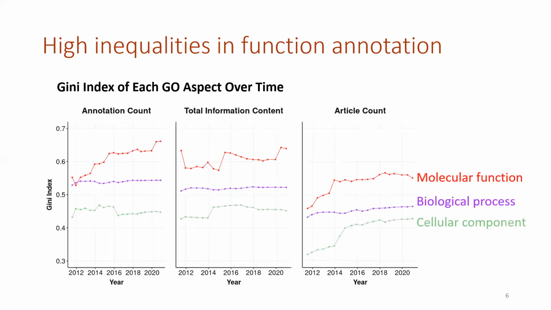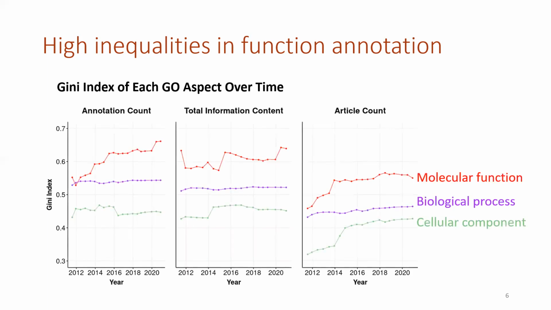Because of the big gap between the highly annotated and other genes, we calculate the inequalities of the 3 metrics. Gini index ranging from 0 to 1 is a measure of economic inequality that we adopted here. Higher Gini value will indicate a higher inequality. So we calculate Gini index for each of the 3 Go aspects over time.